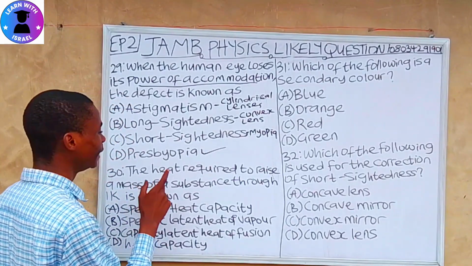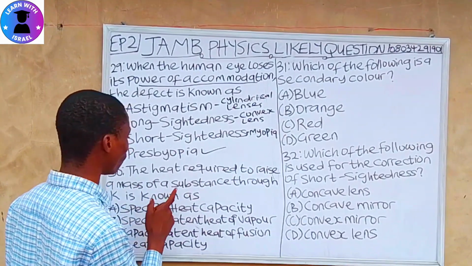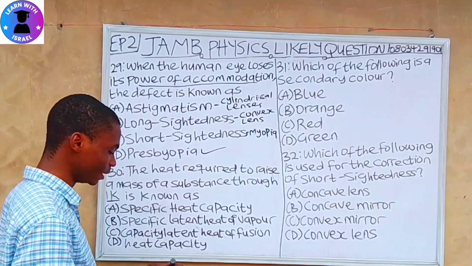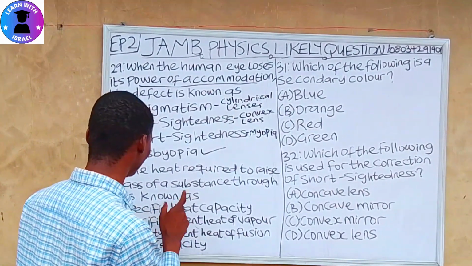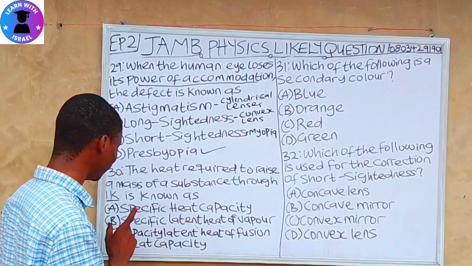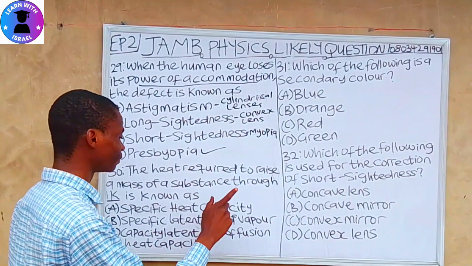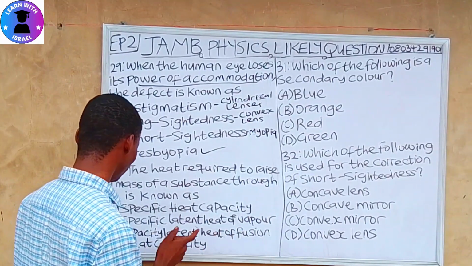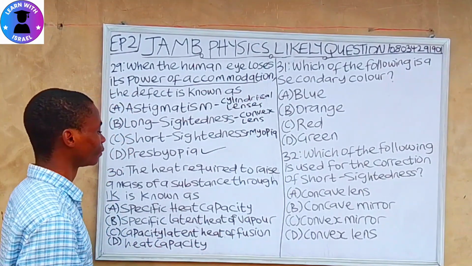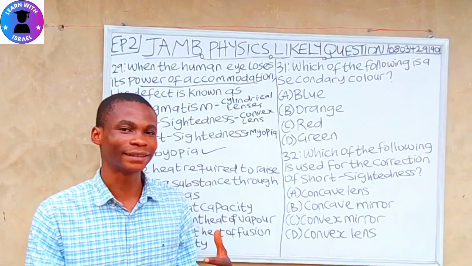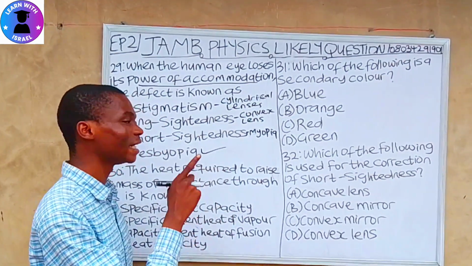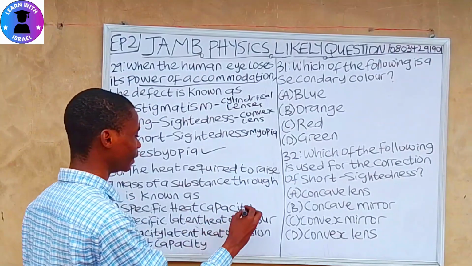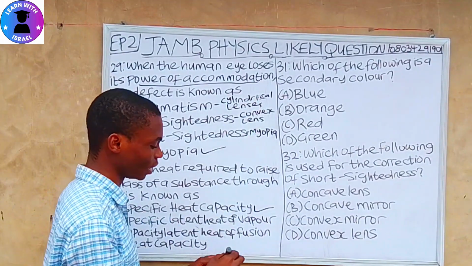Question 30. The heat required to raise a mass of a substance through 1 K, this 1 K means 1 Kelvin, is known as A, specific heat capacity, B, specific latent heat of vapor, C, specific latent heat of fusion, D, heat capacity. So specific heat capacity is the heat required to raise a mass of a substance through 1 K. That is the specific heat capacity. Let's move to the next question.